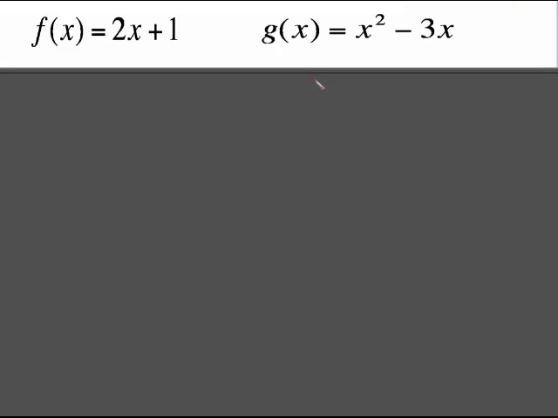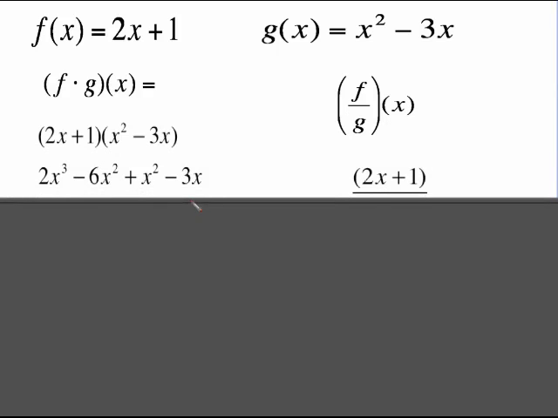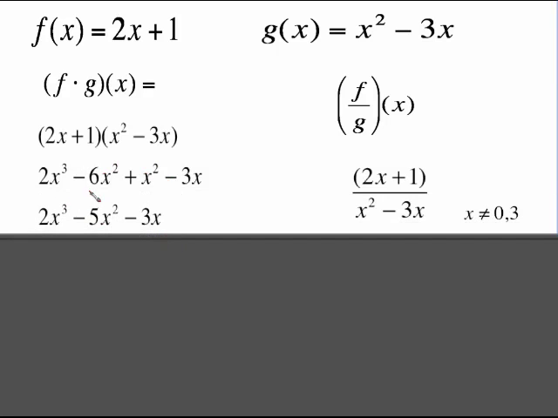New functions, but now I'm going to look at f times g, which is just a matter of writing them next to each other and multiplying them out using FOIL. So this is what it looks like after I have FOILed. And then collect your like terms. We have 2x cubed. These are like terms, giving me negative 5x squared minus 3x.